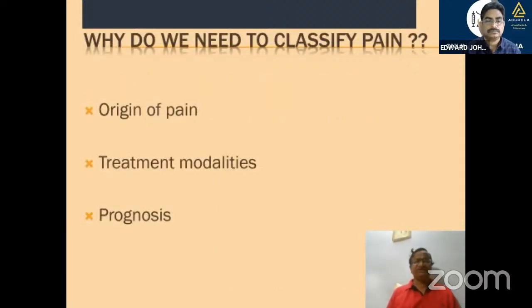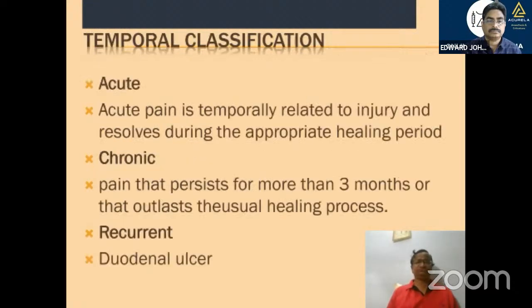Why do we need to classify the pain? We need to understand where it has come from and the treatment modalities. From there we can judge the prognosis. In a temporal classification, acute means you just have a trauma, elbow injury, knee injury, acute gastritis. Chronic means it persists for more than 3 months, for example intercostal neuralgia, post-herpetic neuralgia. Recurrent means duodenal ulcer.